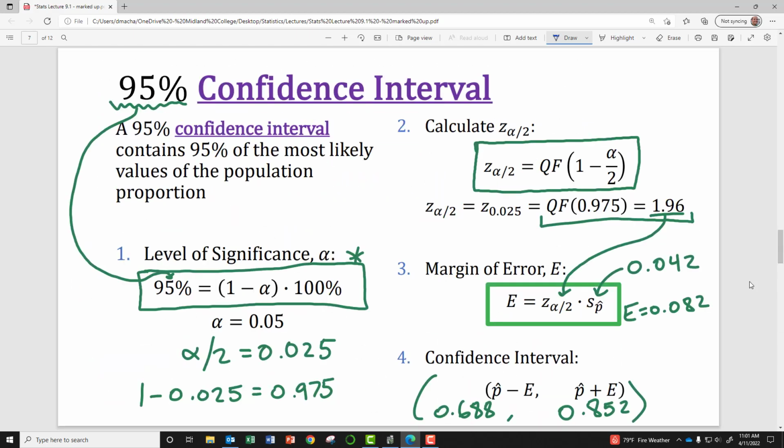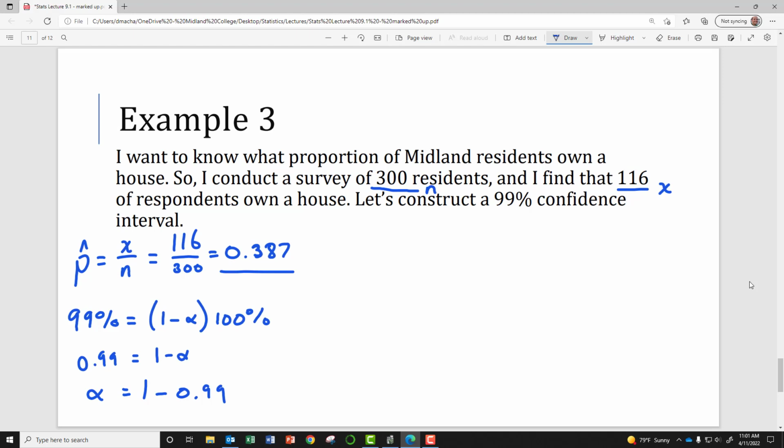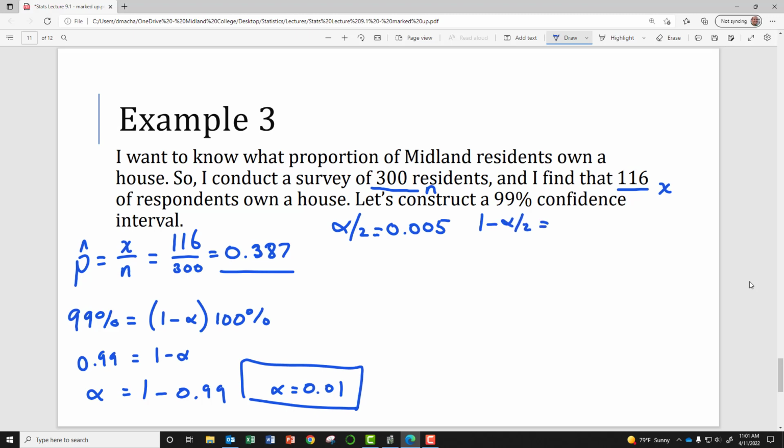So number 1, I need to determine what my level of significance is. And so for this example, I set 99% equal to 1 minus alpha times 100%. So divide both sides by 100%, and this is 0.99 equals 1 minus alpha. So that means alpha is equal to 1 minus 0.99, which means that alpha is equal to 0.01. Okay. Then alpha over 2 is going to be 0.005, and 1 minus alpha over 2 is going to be 0.995.